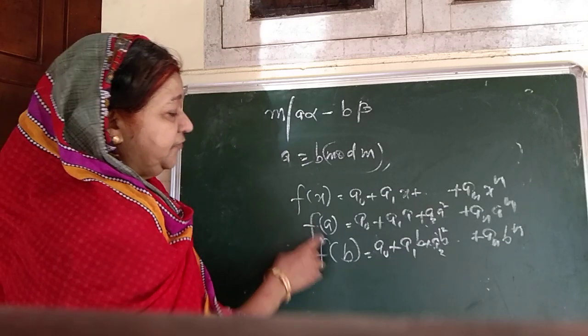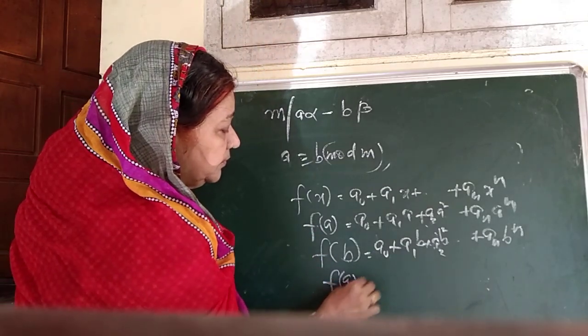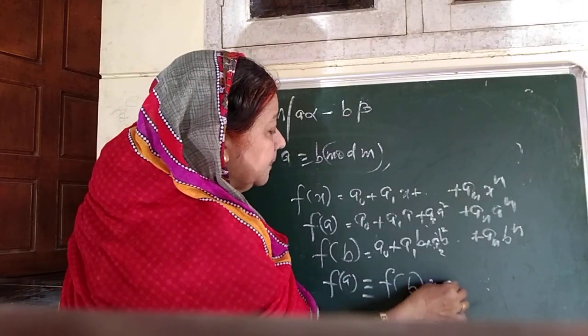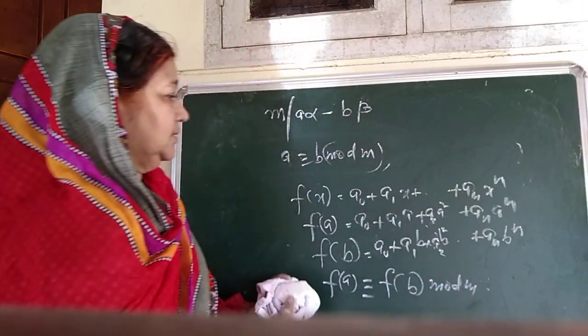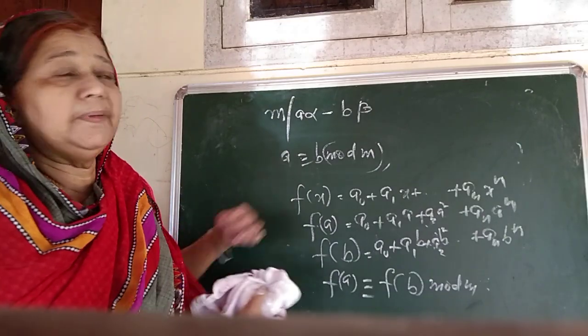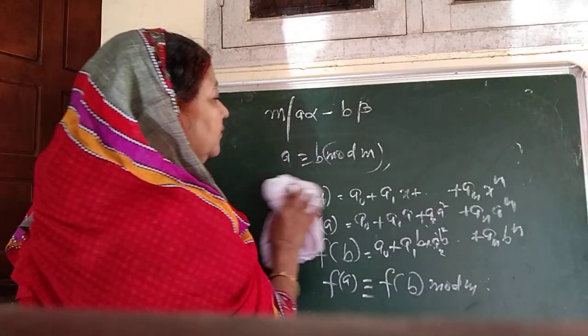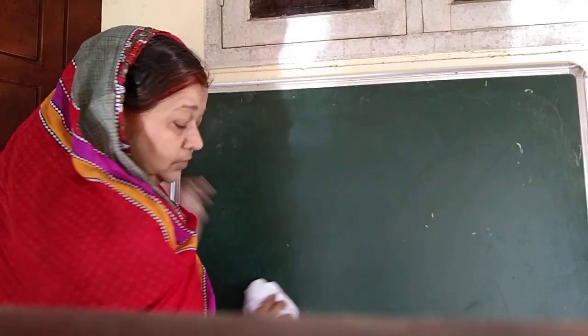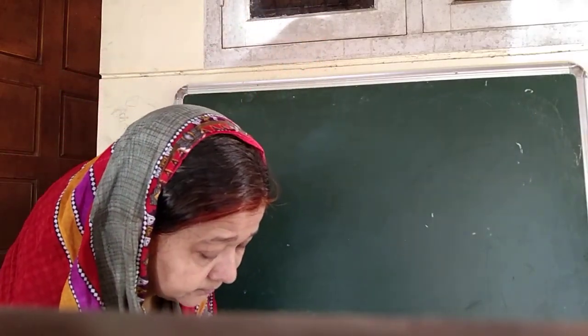That is, f(a) is congruent to f(b) mod m. If a is congruent to b mod m, then f(a) is congruent to f(b) mod m. Then we come on to the other theorems.